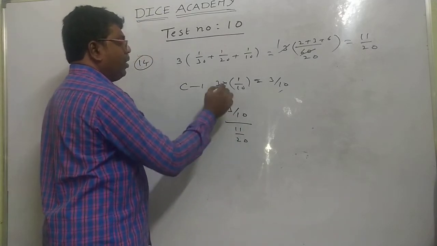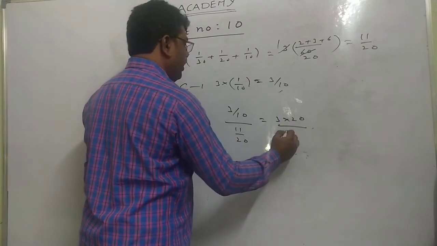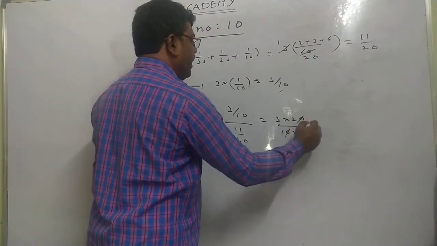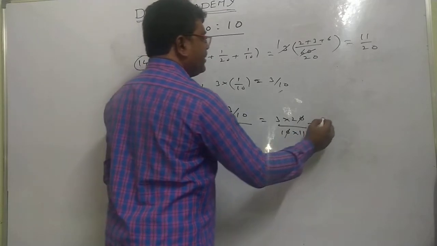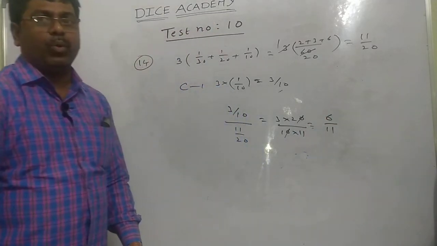Now 20 comes upside and 10 goes downwards. This is equal to 3 into 20 by 10 into 11. The 0 cancels, so 3 into 2 is 6. 6 by 11 is the required value. 6 by 11 is the required proportion.